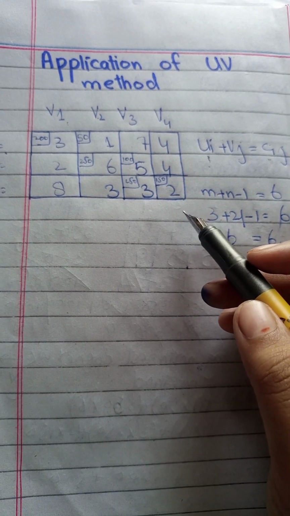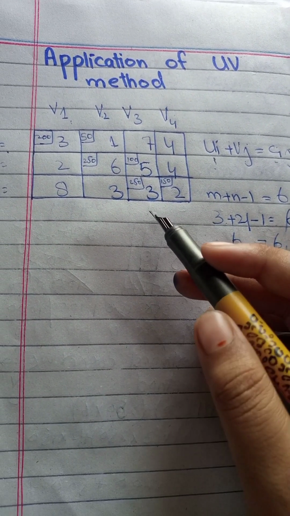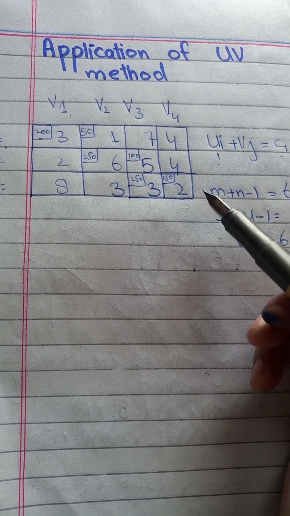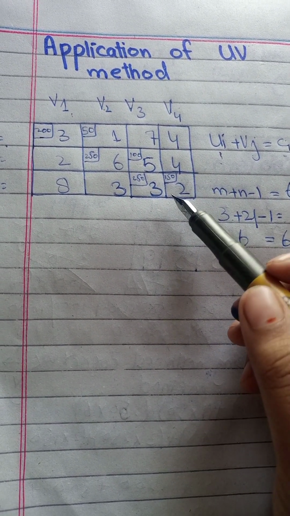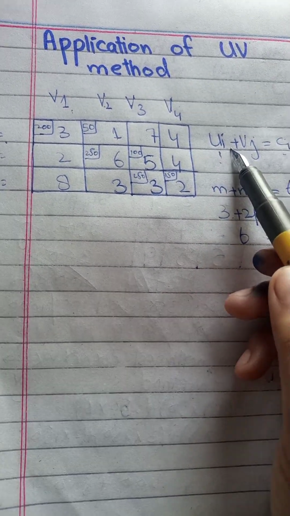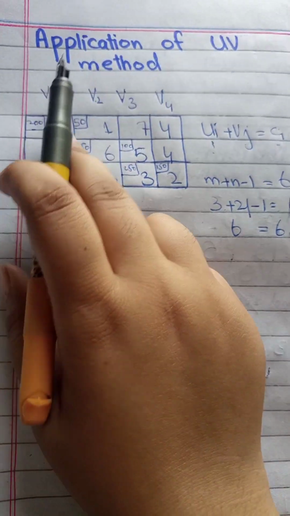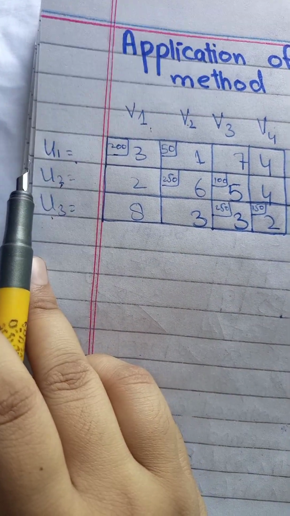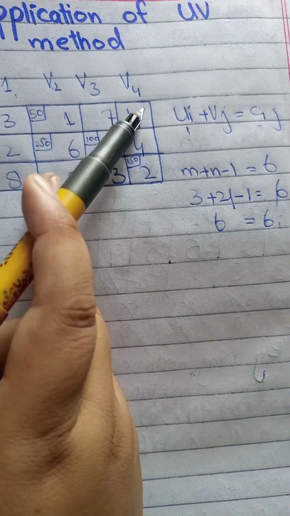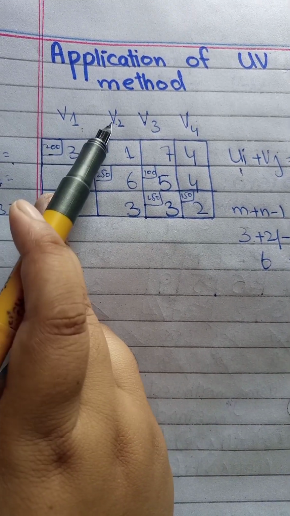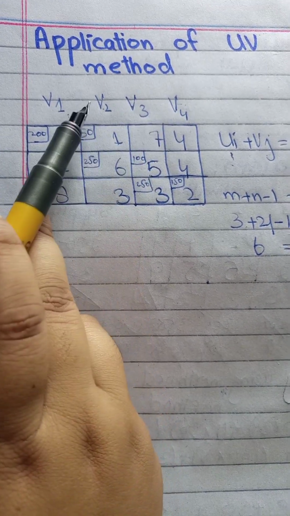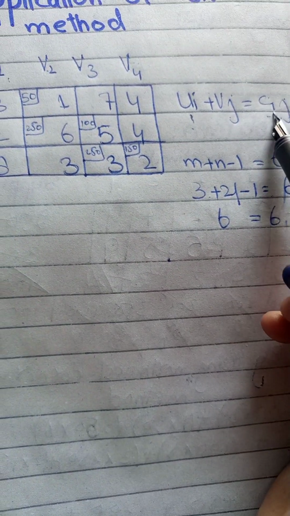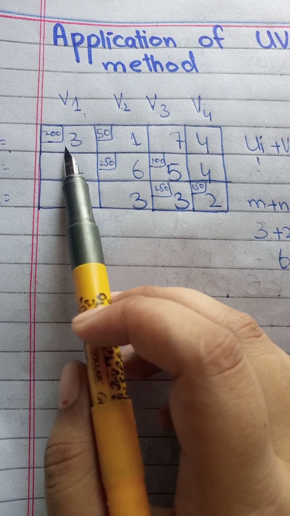Students, we have done the first phase. Now we have to find the optimization of the basic initial feasible solution. First we will define the terms ui and vj. In the UV method, ui are u1, u2 and u3. At the same time, vj are v1, v2, v3 and v4. The sum of u and v is the Cij. Cij is the allocated cell.